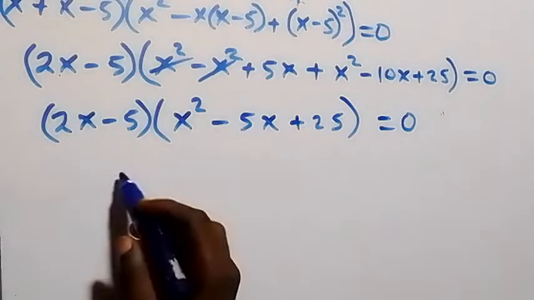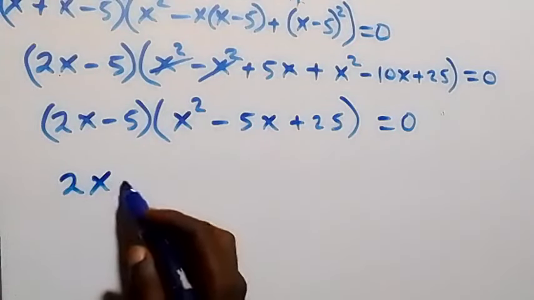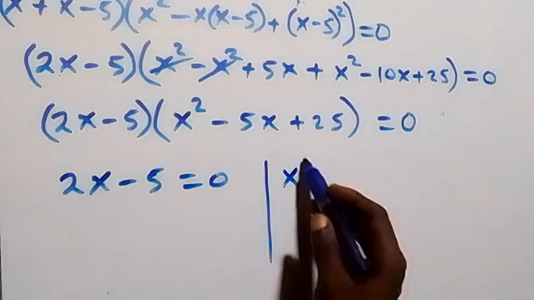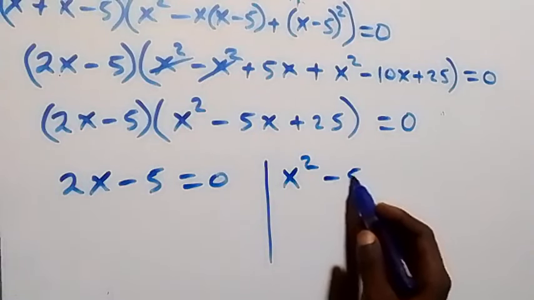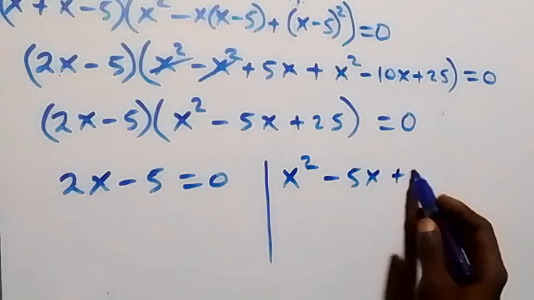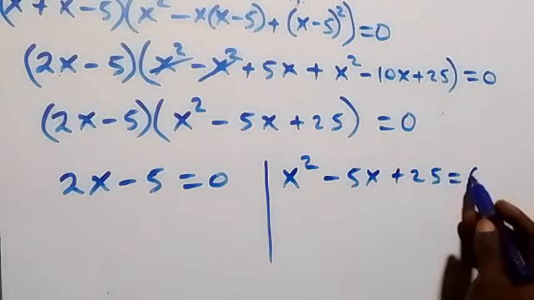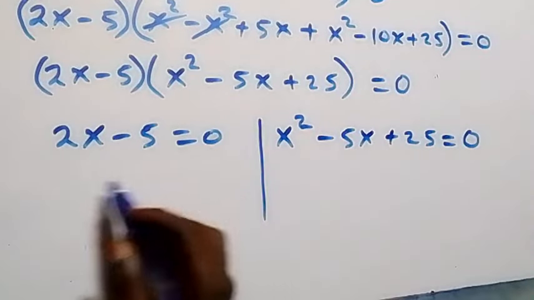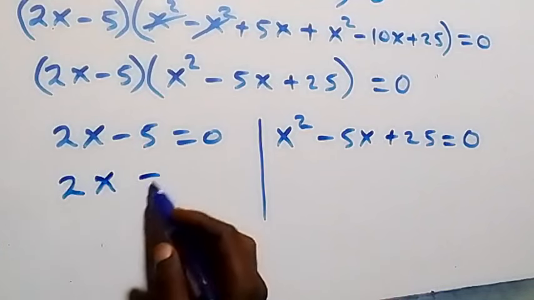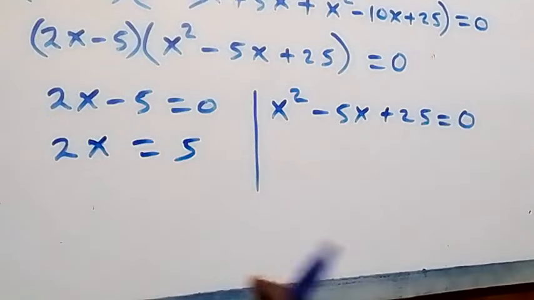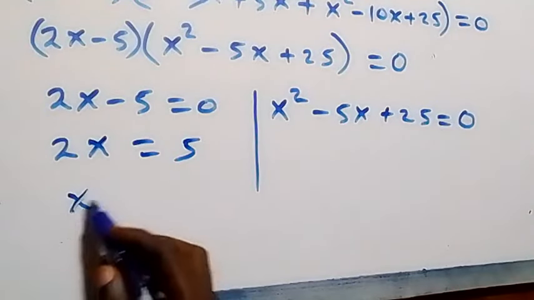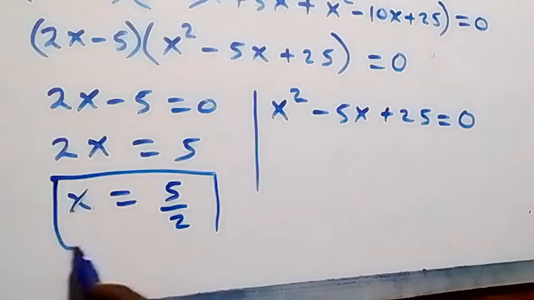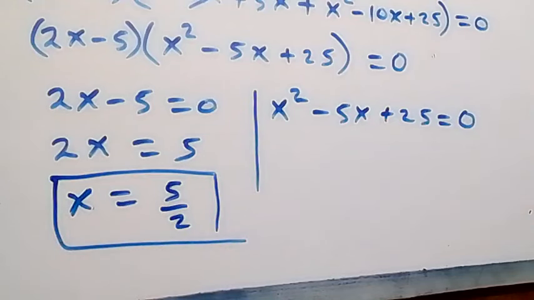From here we have two cases: 2x minus 5 equals 0, or x squared minus 5x plus 25 equals 0. Taking minus 5 across becomes plus, so we have 2x equals 5, then divide both sides by 2, we have x equals 5 over 2. So we have one of the values of x here.